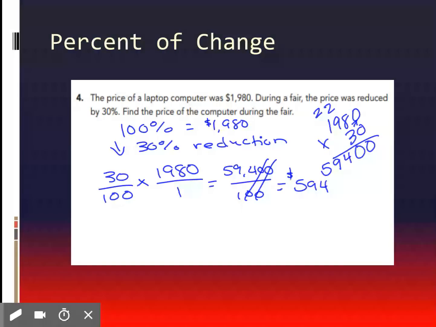And again, it was a price reduction. So this time I'm going to subtract 1,980, the original price, minus 594. So in this case, I'm going to need to do some borrowing. So 17 minus 9 is 8. And so our new cost would be $1,386.